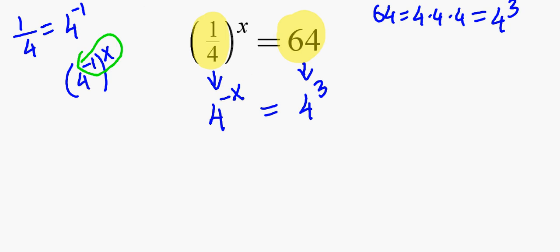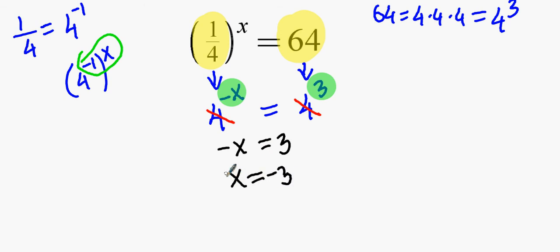And now our base is the same, so we can ignore it. And all that's left to do is set exponents equal to each other. So now we come to -x equals 3. Divide by -1, x equals -3.